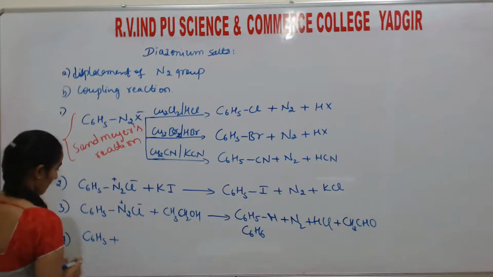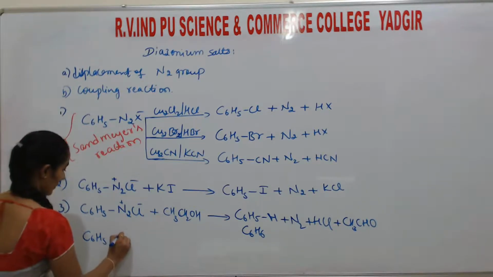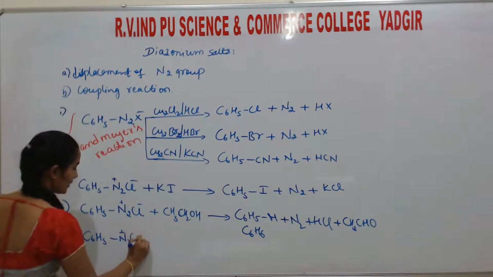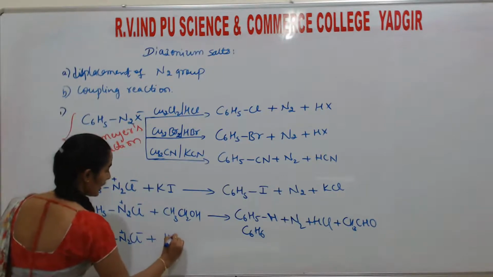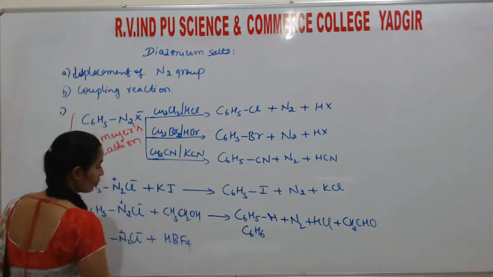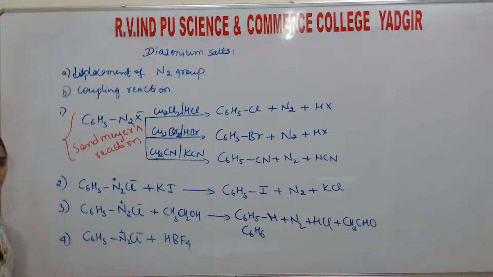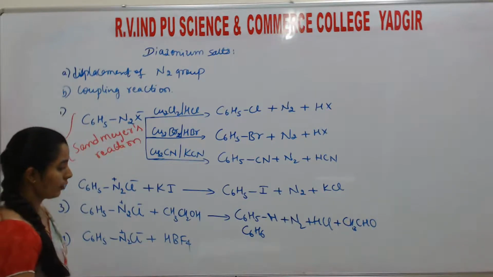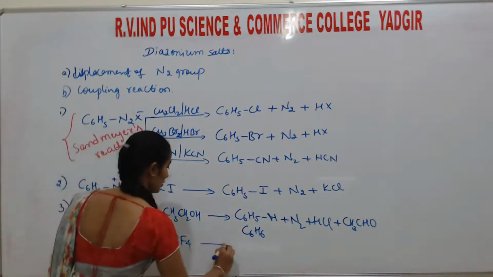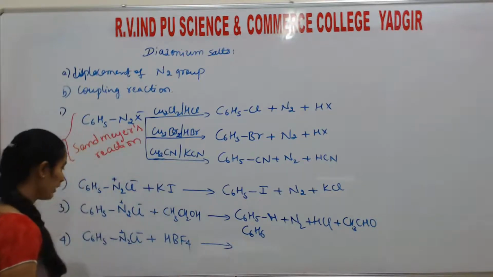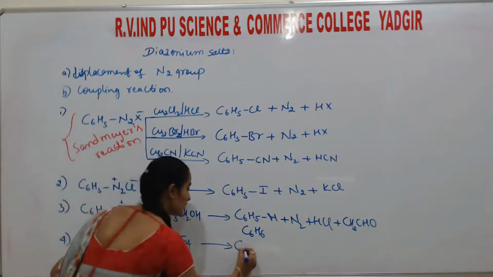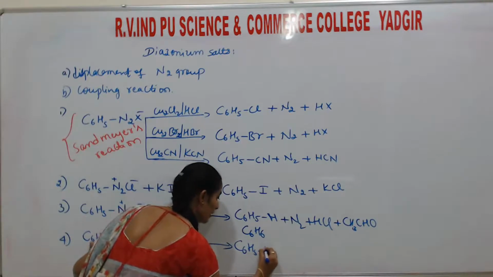Another one you may take C6H5N2+ Cl minus plus HBF4, hydrogen borofluoride. Okay, then it will form C6H5F.